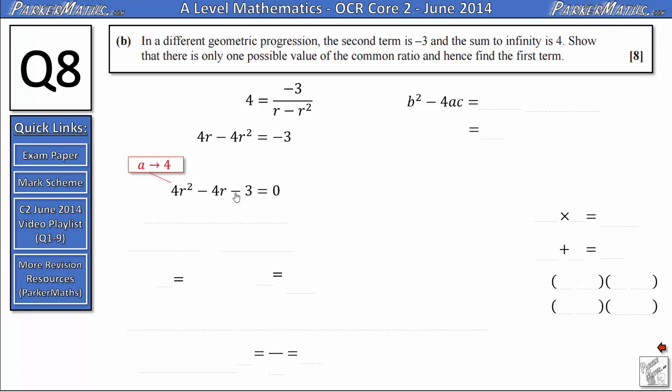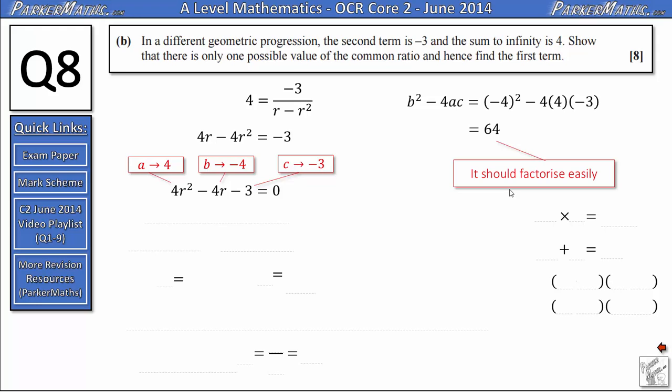So a is 4, b is negative 4, and c is negative 3. So b squared minus 4ac becomes negative 4 squared minus 4 times 4 times negative 3. Negative 4 squared is 16. And 4 times 4 is 16, times negative 3 is negative 48, so we're subtracting negative 48. Altogether, that gives us 64. Because 64 is a square number, that tells us this quadratic should factorise quite easily.